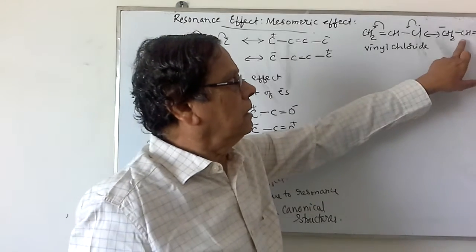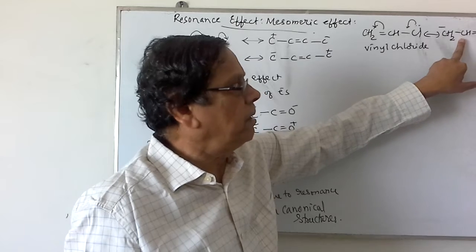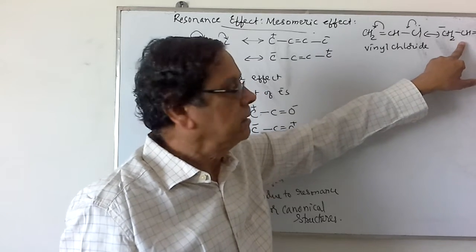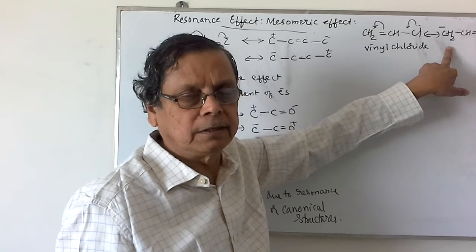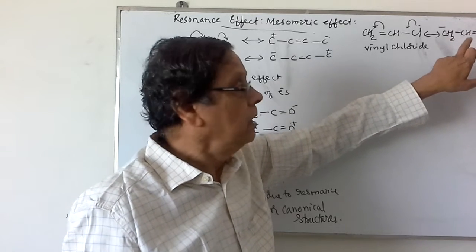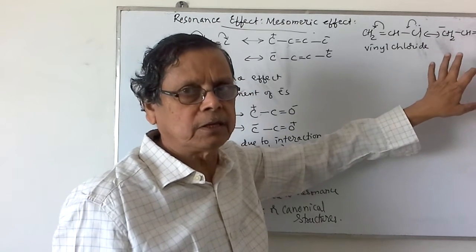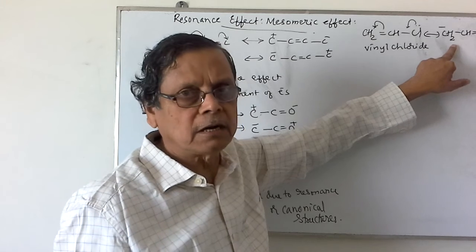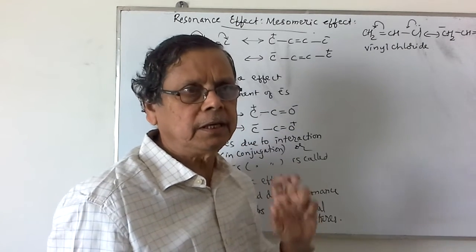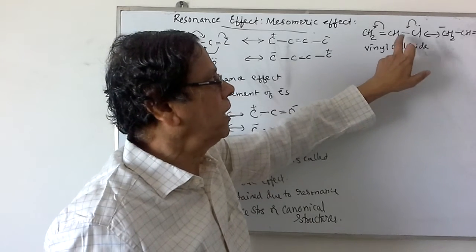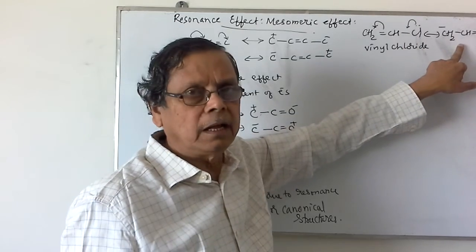Because of this resonance structure, the chlorine carries a positive charge and has double bond character with this carbon atom. That's why vinyl chloride does not easily undergo nucleophilic substitution reaction. Alkyl halides undergo nucleophilic substitutions, but vinyl chloride does not. This explains the lower reactivity of vinyl chloride, or vinylic chlorides.